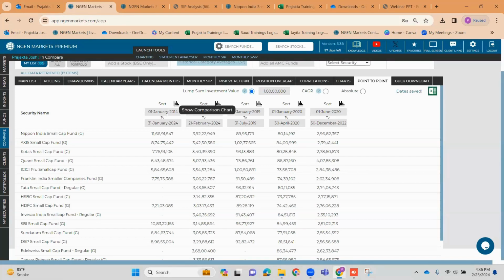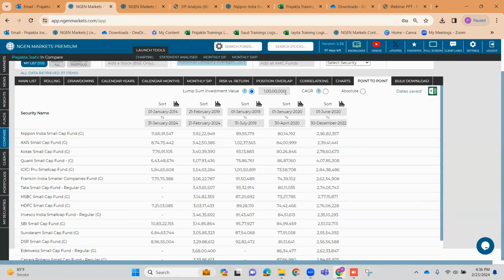Again, the start dates in these buckets are customizable, right? You put in dates of your choice and run this analysis to check how a lump sum investment of XYZ amount would do on each of these funds across different time periods. So this is like a modified what-if or a scenario analysis that we can do here.